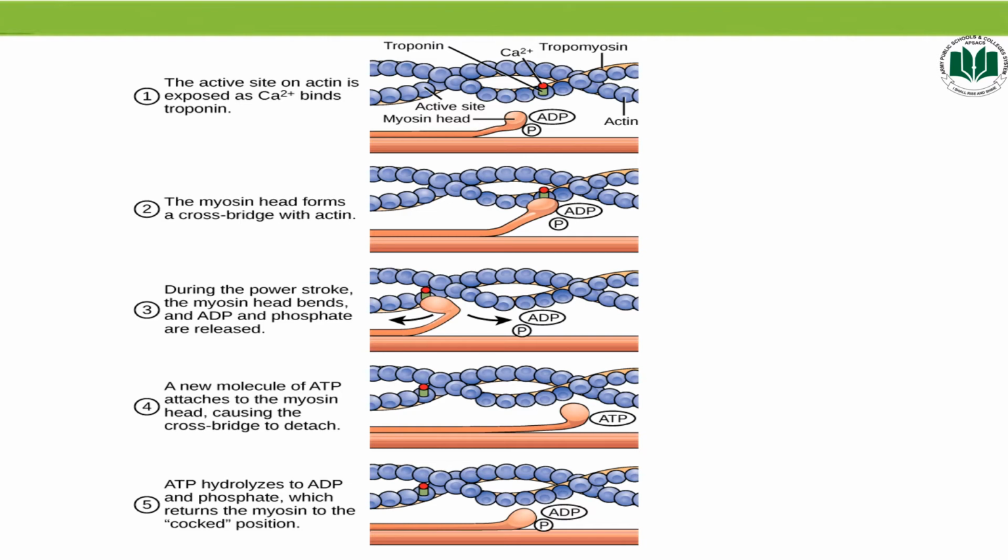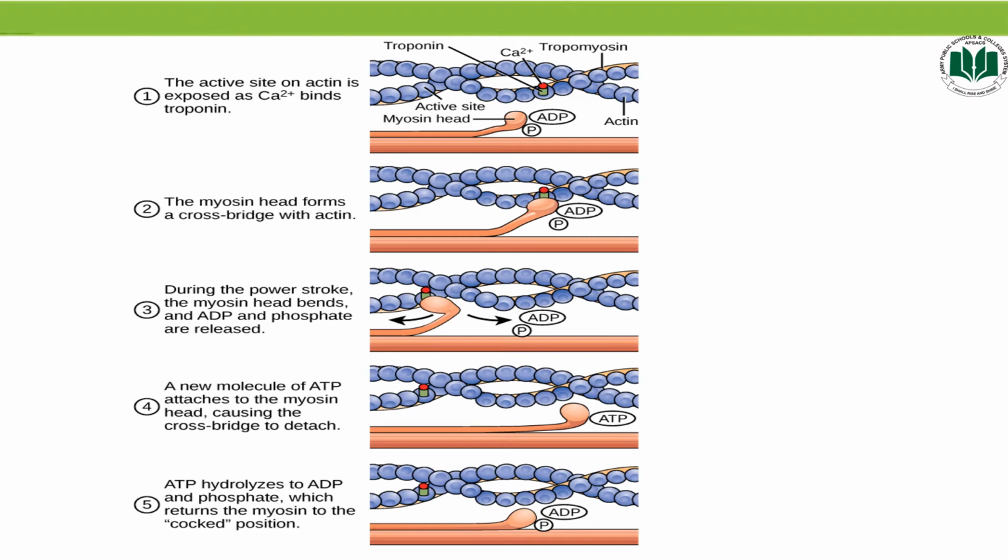As you can see in the diagram, these calcium ions bind to troponin molecules. Then the myosin head forms a cross bridge with the actin filament. In step number 3, when the myosin head bends, the ADP and phosphate groups are released. And then a new molecule of ATP attaches to the myosin head, causing the cross bridge to detach again. And then the ATP is hydrolyzed to ADP and phosphate group, which returns the myosin to its original position.